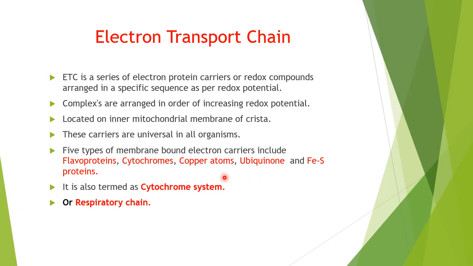This chain is also called the cytochrome system because cytochromes are prominently present. In addition to this, the chain is also named the respiratory chain because 70% of the oxygen taken by the cell is utilized by this chain during oxidative phosphorylation for the production of ATP.